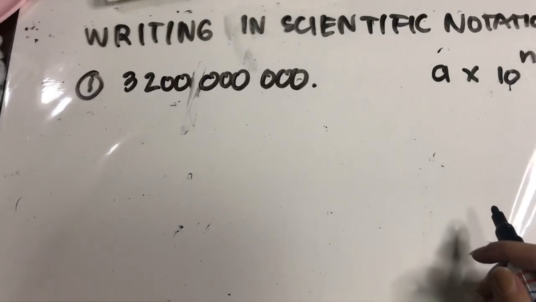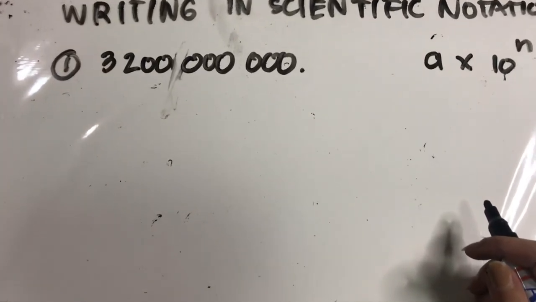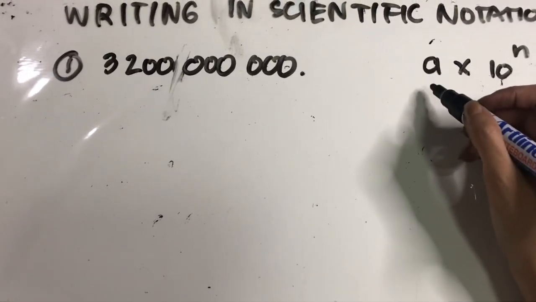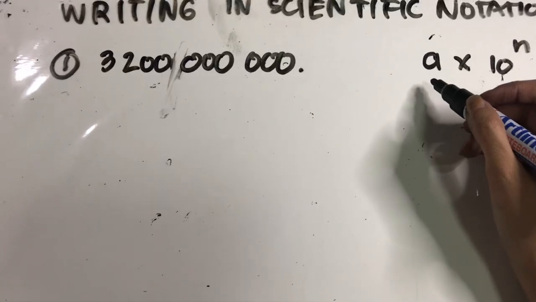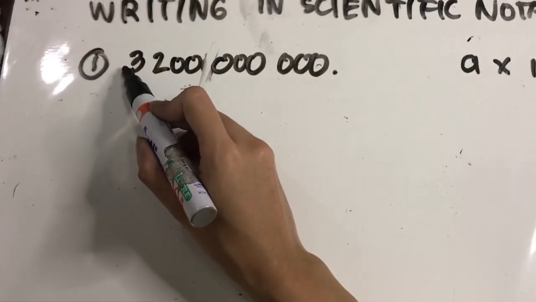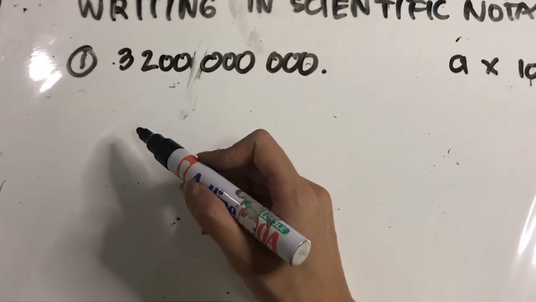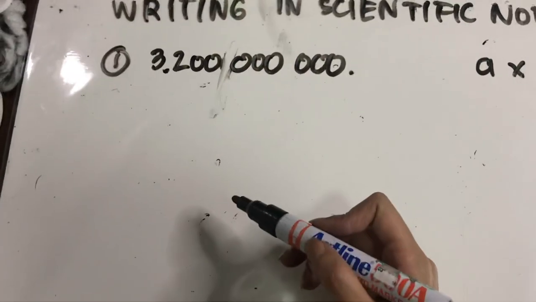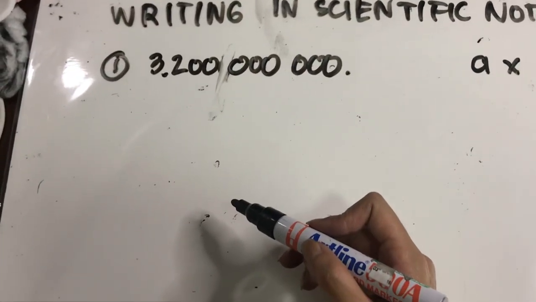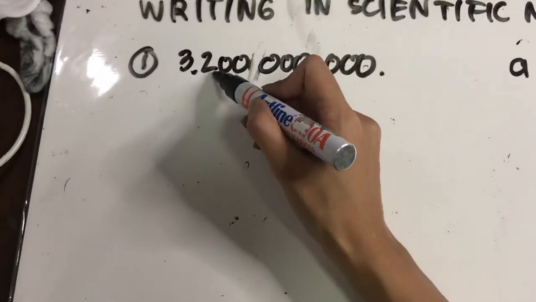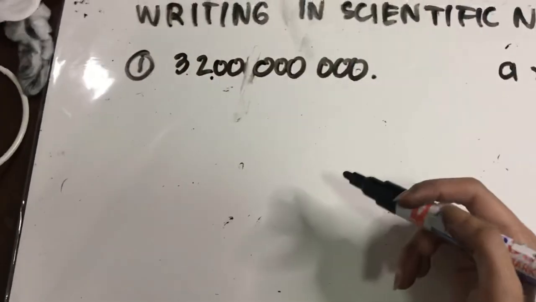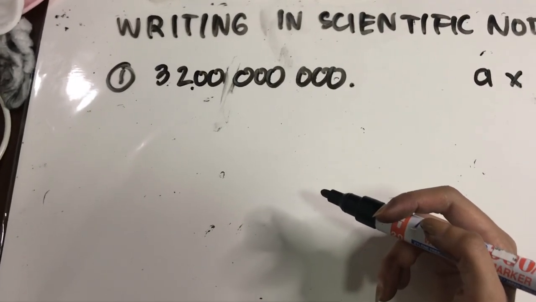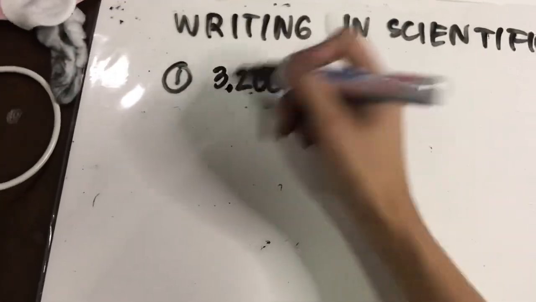Second is to identify where we're going to move the decimal point to become A, which is greater than 1 but less than 10. So if I'm going to put the point here, it will become 0.32. It is not greater than 1. If I'm going to put it here, it will become 32. It will become greater than 1 but it is not less than 10. So it should be here.